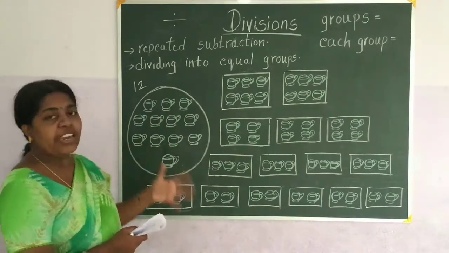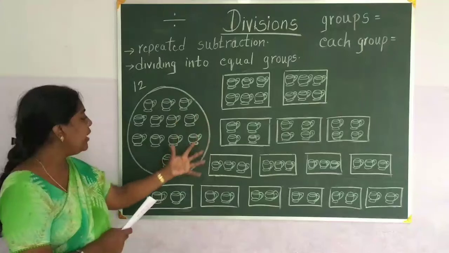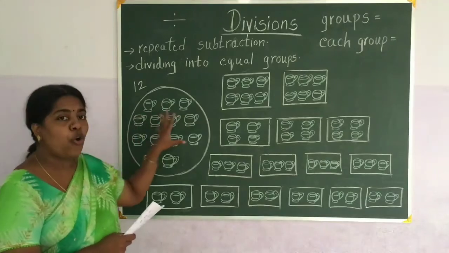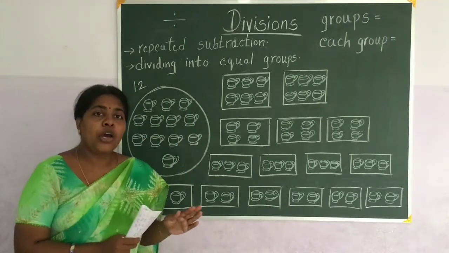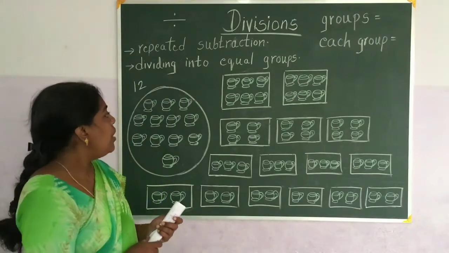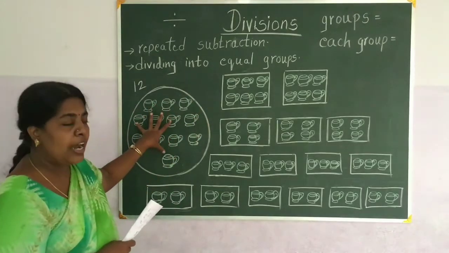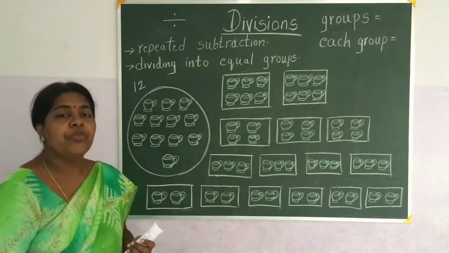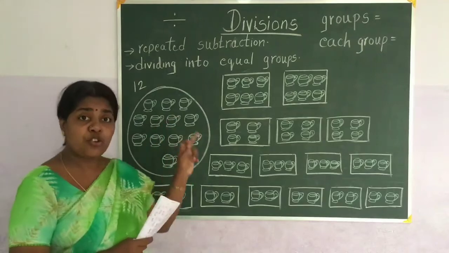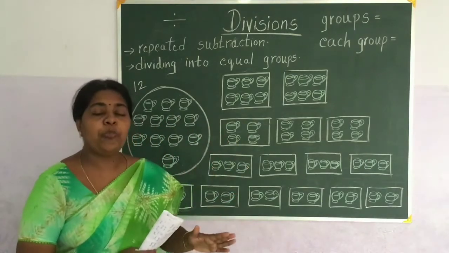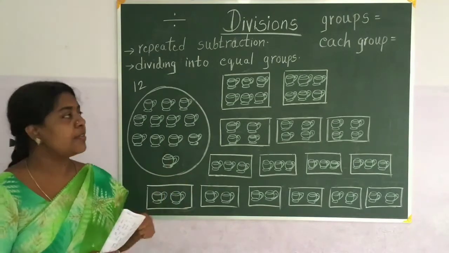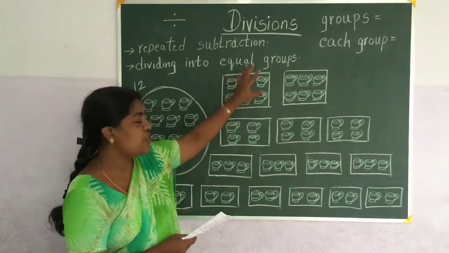So now let us take an example. Here I have 12 cups. Now I want to divide or distribute. Dividing or distributing means the same. Now I divided 12 cups into different groups. When we divide into different groups, even though the number is 12, the number of objects in each group differs. Now let us take the first group.